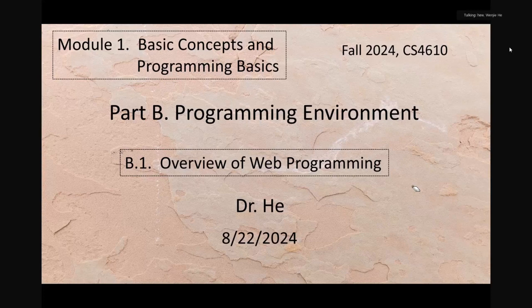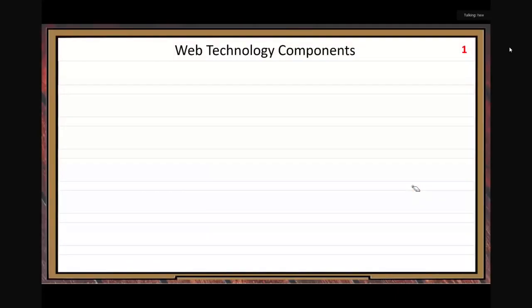B.1, overview of web programming. So for the web technology components, let's look at it from the client side and the server side. We only need the basic part, okay? Not the advanced part. For this class, we use the basic web technology for both the client side and the server side.